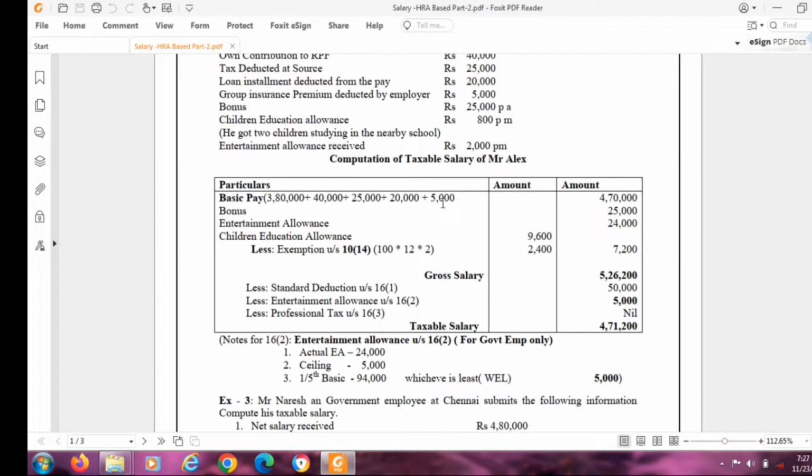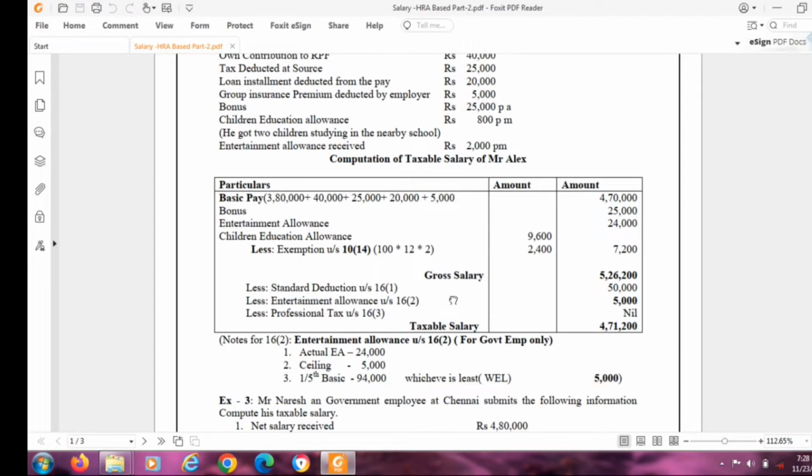Entertainment allowance received 2,000 per month into 12, so 24,000. Children education allowance. Actually, he received 800 per month. So, actual amount 9,600. Less, we can claim exemption 100 per month, maximum 2 children. So, 2,400. So, balance 7,200. By adding all this, we will get the gross salary 5,26,200. In this problem, we can avail standard deduction under section 16.1, rupees 50,000, and entertainment allowance exemption under section 16.2.